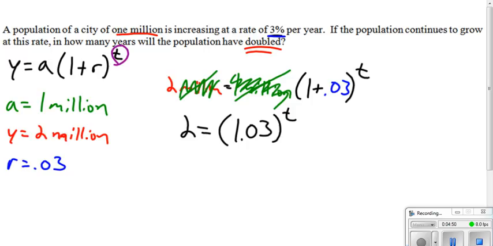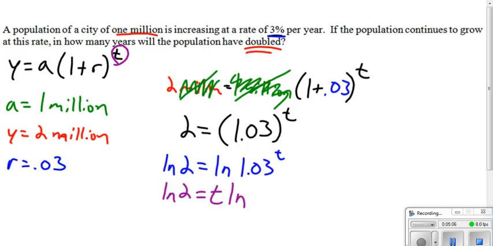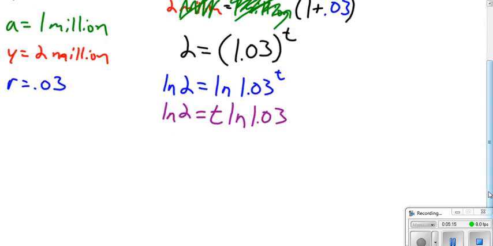Once we're here, we go back to using properties of logarithms. And we would do ln of both sides. ln of 2 equals ln 1.03 to the power of t. Using properties again, t ln 1.03, and dividing both sides by that natural log, we would get ln 2 over ln 1.03 equals t.